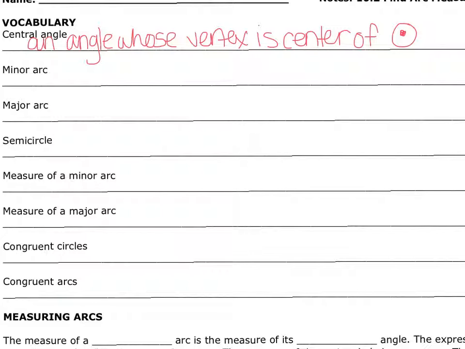All right, next is a minor arc. So arcs are basically the outer portion of the crust. It's kind of like the circumference. What I want you to think of is that an arc is the crust of a pizza. All arcs are just the crust of the pizza. Now, a minor arc is just an arc that's going to be less than 180 degrees.